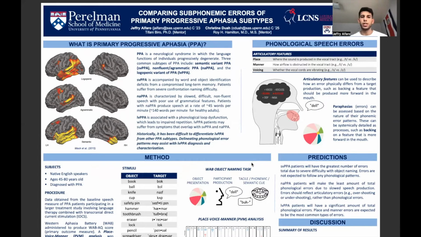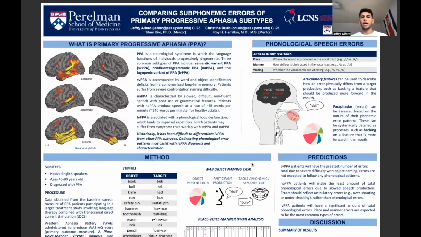Primary progressive aphasia is a neurological syndrome in which the language functions of individuals progressively degenerate. When we think about how important and critical language is to our social lives as humans, it can be quite devastating when this is ripped away for certain individuals, and this can inhibit them from living their normal lives. Currently, there's no known treatment, so it's important that we maximize these treatment plans and really look at the individual and their individual error patterns to be able to provide the best treatment.